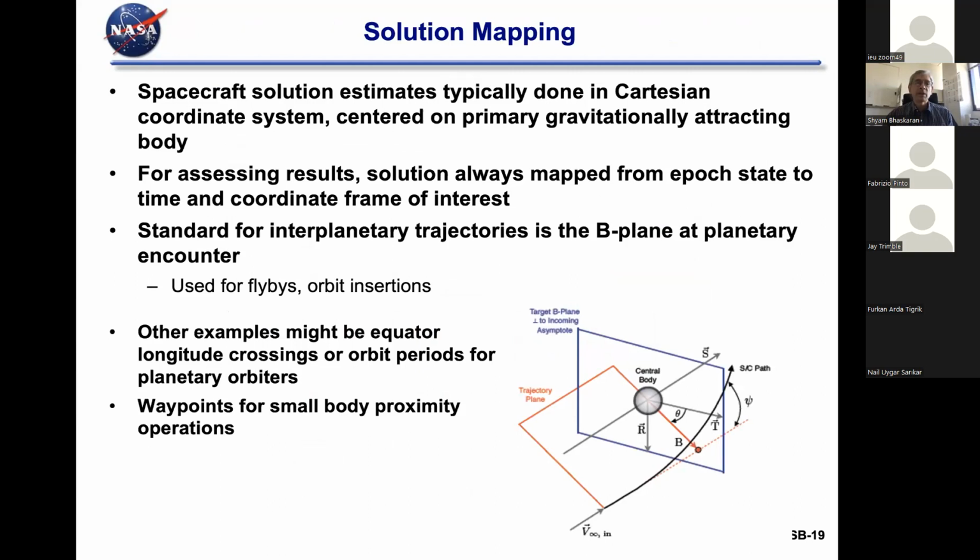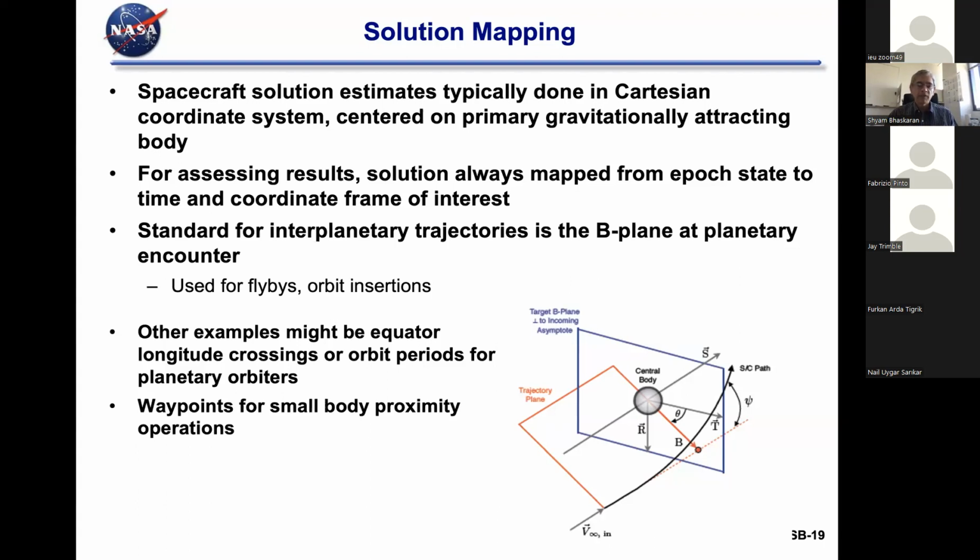Once we get that, we estimate the spacecraft state, which we typically estimate in Cartesian coordinates, x, y, z, x dot, y dot, z dot, centered on our primary gravitationally attracting body. But in order to help us figure out where we are going, we always take that solution and map it forward to some coordinate frame of interest. For interplanetary trajectories, which go to a planet, something we typically use, and you'll see commonly if you ever talk with navigators, is something called the B-plane. The B-plane is very simple to understand. It's like a target plane, like a bullseye basically. We want to fly by a planet at a particular point on that bullseye, or do an orbit insertion at that particular point. So we take our Cartesian position and velocity and map it forward to the B-plane to tell us if our trajectory is on the right path or not.